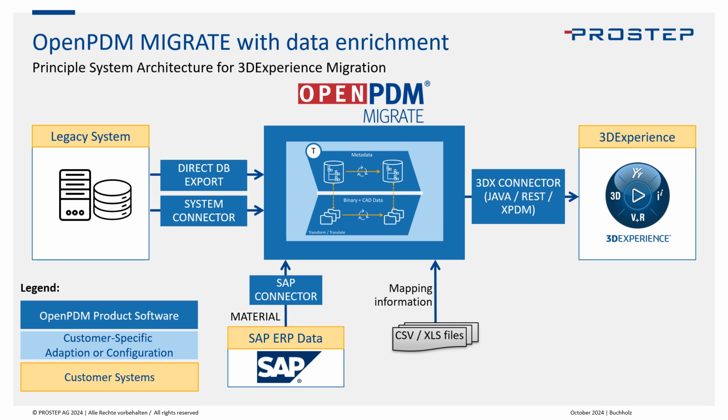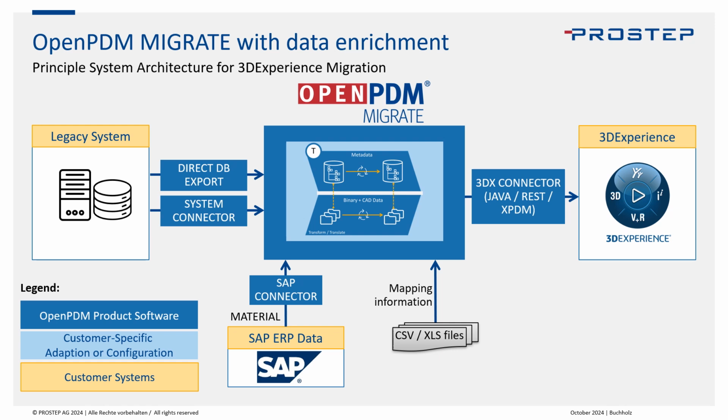Then we are mapping the data from the source data model into the target data model, in this case 3DEXPERIENCE, of course, and during that mapping we can add additional information through, for example, CSV, Excel files, or any other kind of external format if required.